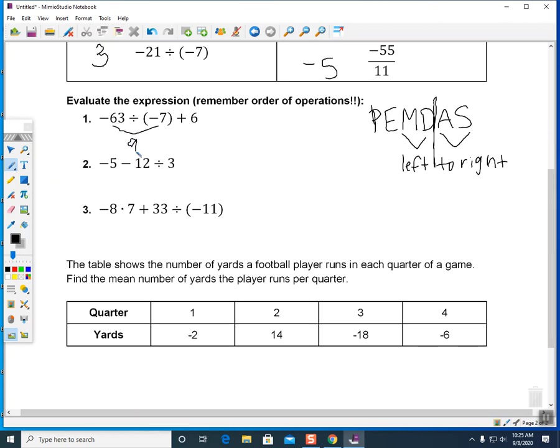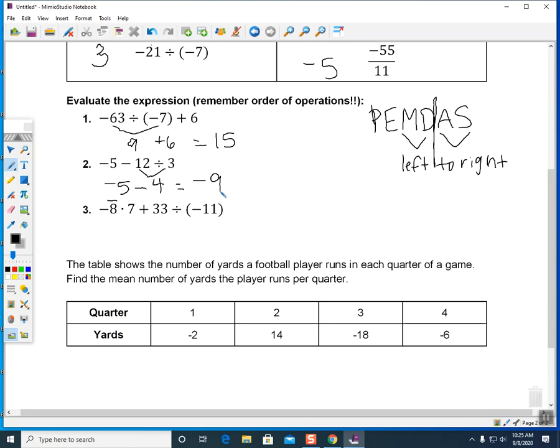This is going to give me a positive 9. So now I've just got 9 plus 6, which is going to give me 15, right? Next one, I have negative 5 minus 12 divided by 3. So, 12 divided by 3, I know that I need to do my division before I do subtraction. 12 divided by 3 is going to give me 4. Now I have negative 5 minus 4. Negative 5 minus 4 is going to give me a negative 9.